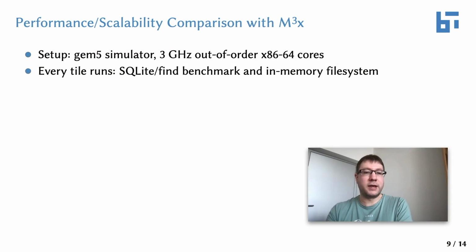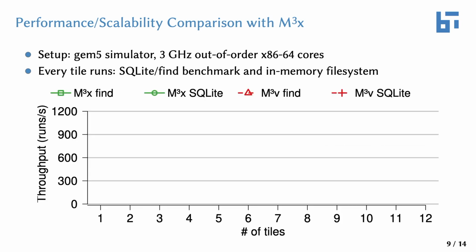So we did a performance and scalability comparison to M³x, and we used the setup that is supported by M³x as well, which means we used the M³v simulator and have a 3 GHz out-of-order x86 core in every tile. On every tile, we run both the benchmark, which is either an SQLite or a find benchmark, and a memory file system, which is a microkernel-style operating system service. And therefore, we have lots of context switches between these two components in order to give the benchmark access to files. You can see the plot here, which on the x-axis shows the number of tiles in order to show the scalability. And then on each tile, we have these two components that I just described.